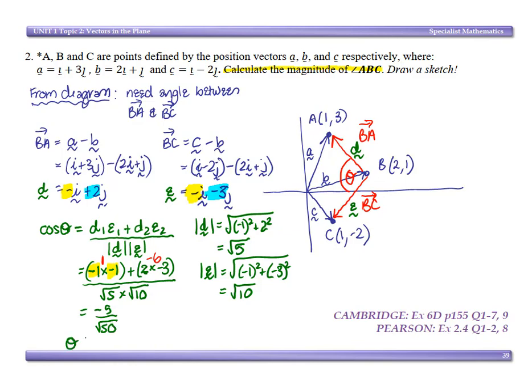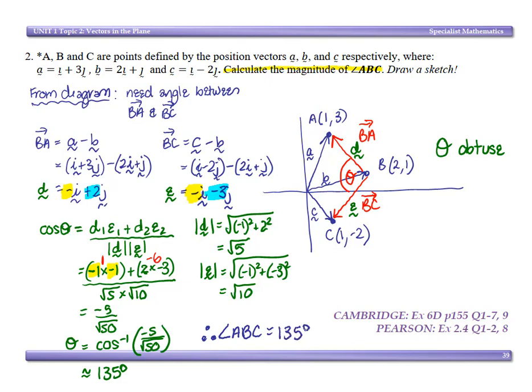And I'm running out of room, so theta is going to be inverse cos of negative 5 over the square root of 50, and that gives me approximately 135 degrees. Does that make sense? Looking at our diagram, that theta looks to be obtuse, so that makes sense with 135 degrees. Finish with our answer. So therefore, angle ABC is equal to 135 degrees.